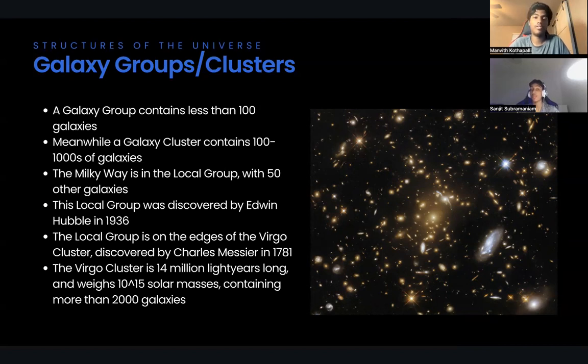Galaxy groups are formed when the clumps of dark matter and their associated galaxies are pulled together by gravity to form galaxy groups.